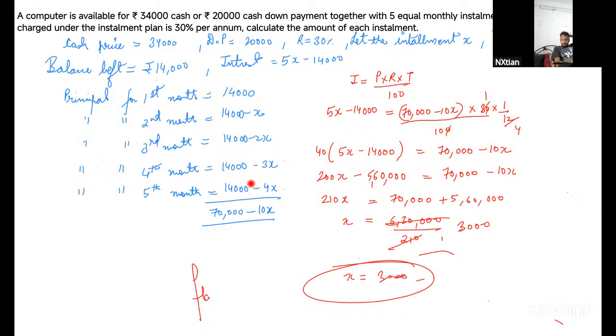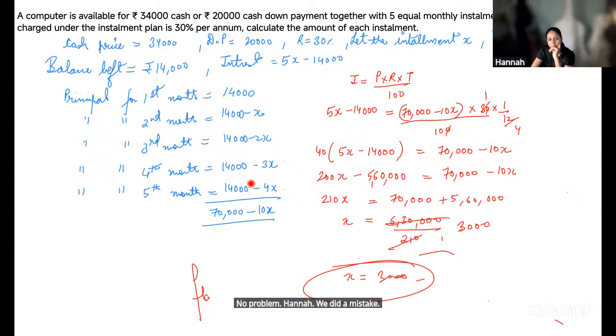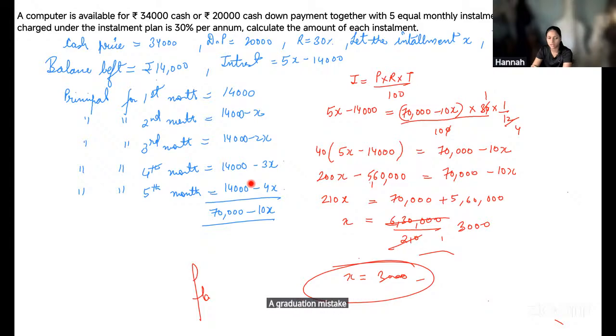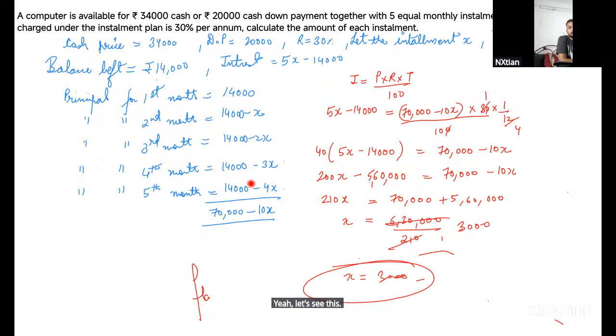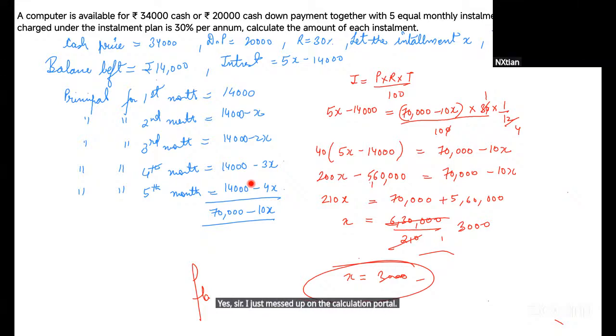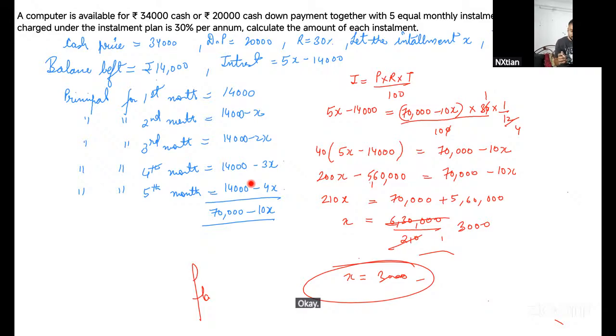No problem. Hannah, where did you make a mistake? Calculations. I have a calculation mistake. Yeah, let's do this. Hannah, what are you doing? Abigail, all correct? Okay. Sam, are you there? Yes, sir, I'm there. I just messed up on the calculation part, otherwise I got most of it. Okay, so we'll do one more question then.